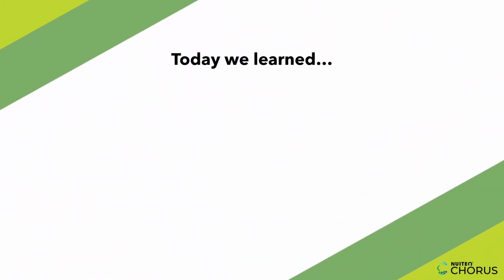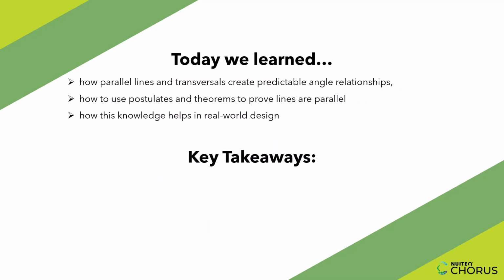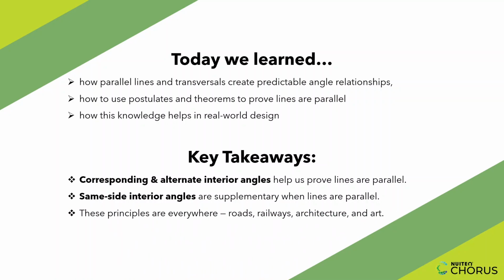Today, we learned how parallel lines and transversals create predictable angle relationships, how to use postulates and theorems to prove lines are parallel, and how this knowledge helps in real-world design. Key takeaways: corresponding and alternate interior angles help us prove lines are parallel. Same-side interior angles are supplementary when lines are parallel. These principles are everywhere: roads, railways, architecture, and art.